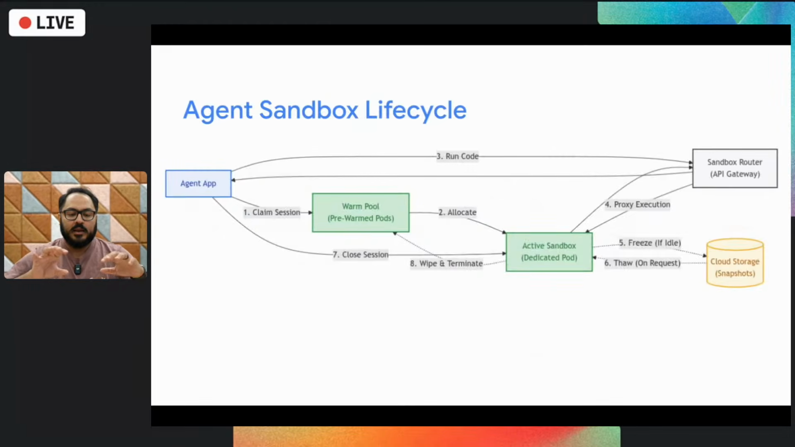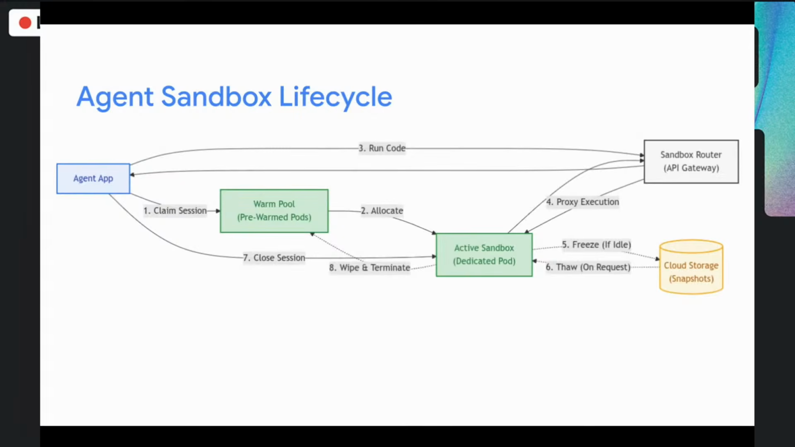So in our use case, what does it look like if we're talking about an agent sandbox lifecycle? You have an agent application, and some task comes in. Whenever it has a task available, the number one thing it does is go and claim a session, which will pull a pod from the warm pool and start the agent sandbox. Then we have an active sandbox. Once we have that, the sandbox router will be used to pass in the execution command and send the execution onto the active sandbox.